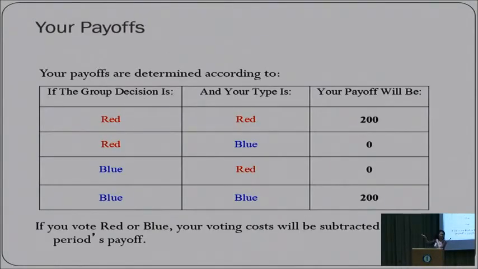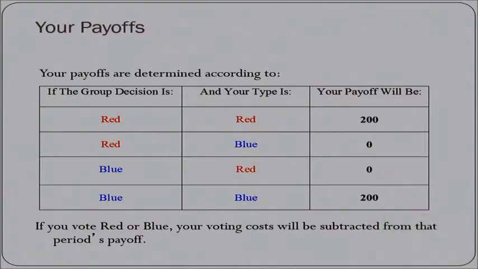And here's the payoff matrix that corresponds to your payoffs. So this just describes what I described before. If the group decision coincides with your own type, you get 200 points. Each point was 1 cent. So this is this $2 prize, or the V in the model. If the group choice doesn't coincide with your own preferences, which are these 2 rows, you get 0.